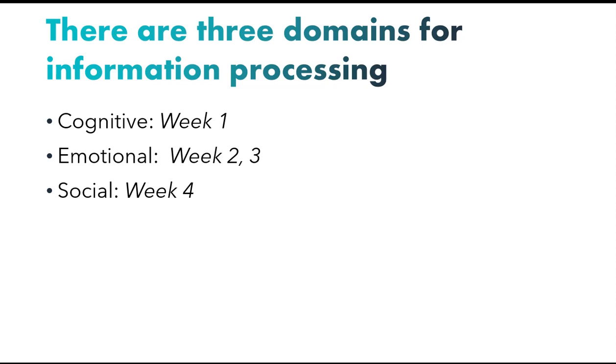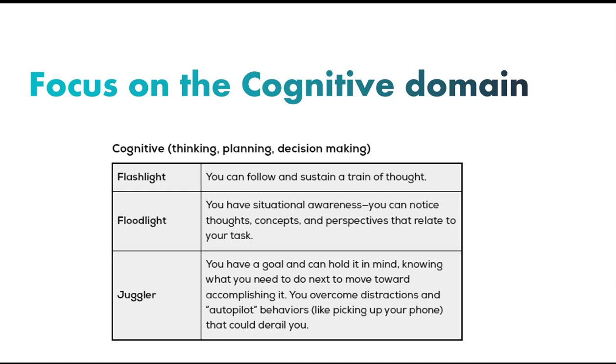So, one of the things that you're going to learn today is that there are three domains of information processing that use attention. One is the cognitive, which we're going to talk about today. In weeks 2 and 3, we'll talk about the emotional domain that is involved in information processing. And then in weeks 4 and onward, we'll bring in the social domain. So let's move on to what we mean by the cognitive domain. When I say cognitive domain, I'm talking about the thinking, planning, and decision making.